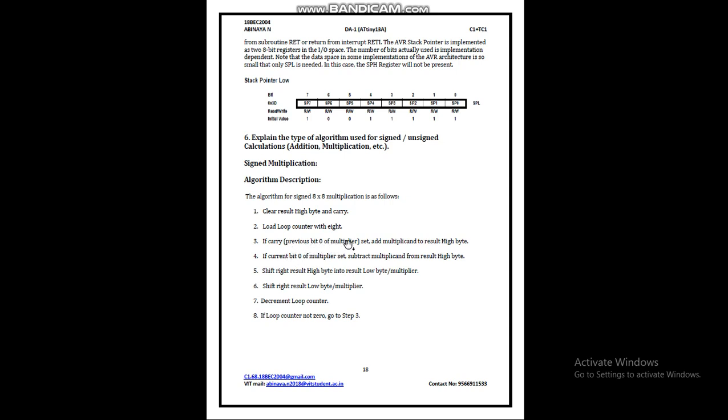If carry is set and previous bit 0 of the multiplier is set, add the multiplicand to the result high byte. The fourth step is, if current bit 0 of the multiplier is set, we need to subtract the multiplicand from the result high byte. The fifth is we need to shift right the result high byte into the result low byte, which can also be the multiplier. The sixth step is to shift right the result low byte, which is also the multiplier. The seventh one is decrementing the loop counter. And the eighth one is, if the loop counter is not 0, we need to go back to the third step and repeat the whole process again.